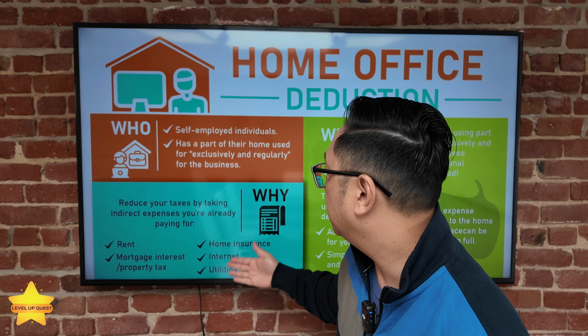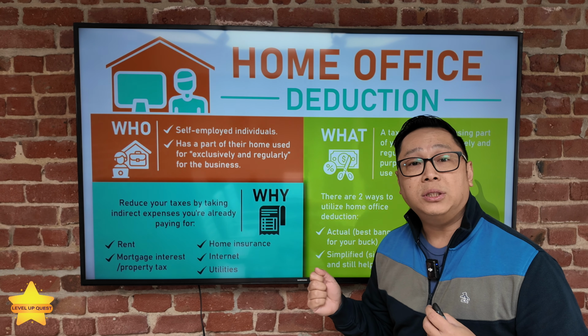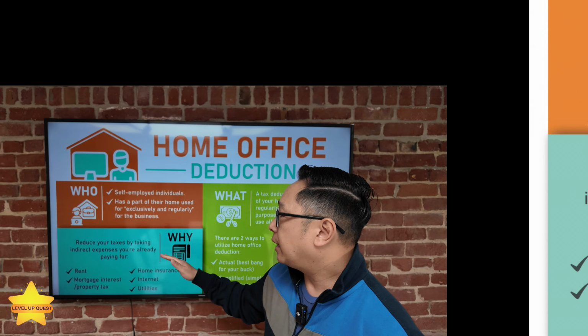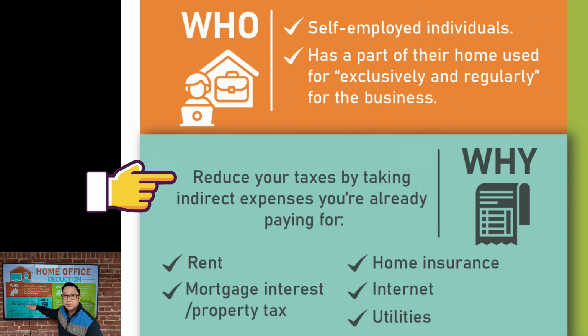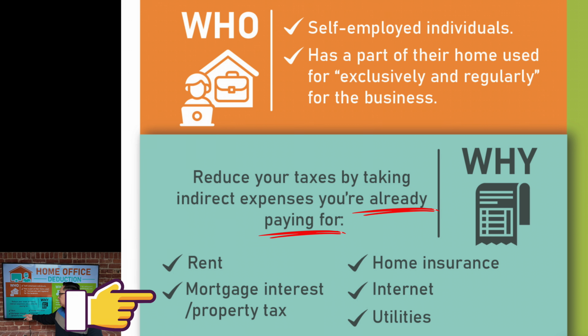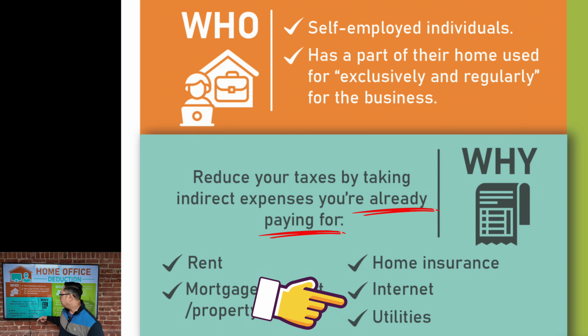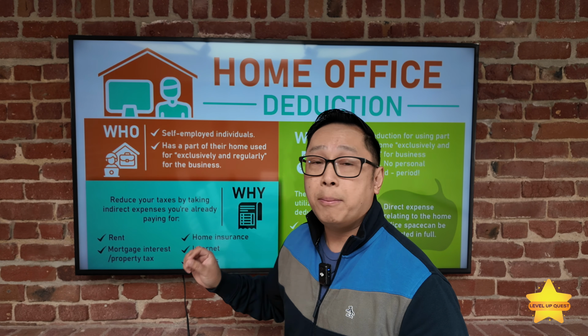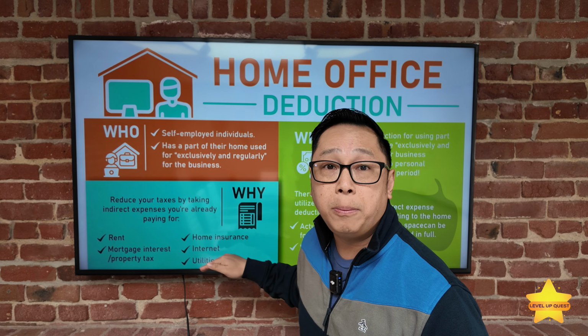Now let's go through the next section, why. Why do we want to do a home office deduction? It's obvious, because we want a tax deduction. We want to let clients know that we get to reduce your taxes when we take a home office deduction, and we're reducing things that you're already paying for. Things like rent, mortgage interest, property tax, home insurance, internet, utilities. These are things that people already pay for as part of the personal house. But because they have a home office, now it's an allowable tax deduction, or a tax savings, by taking a portion of things that they're already paying for.